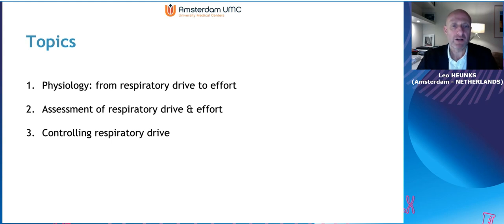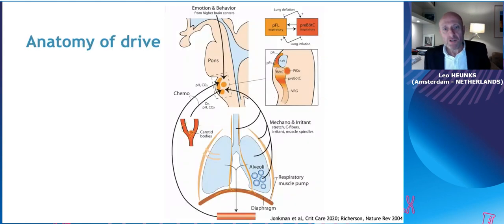A little bit of background on respiratory drive and effort. How can we assess the respiratory drive and effort, and how can we control respiratory drive? This slide gives a nice overview of the anatomy of respiratory drive. The origin of respiratory drive lies in the respiratory centers in the brainstem, and there are different centers for inspiratory and expiratory muscle activity.